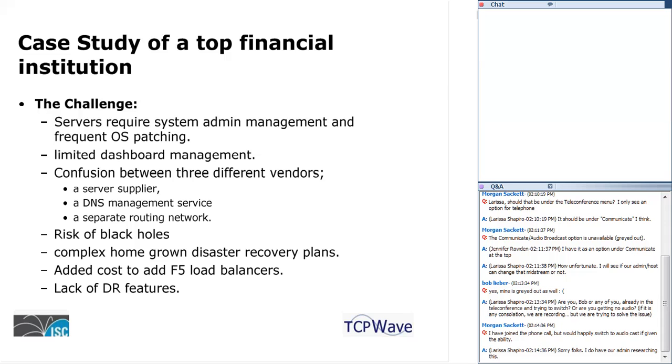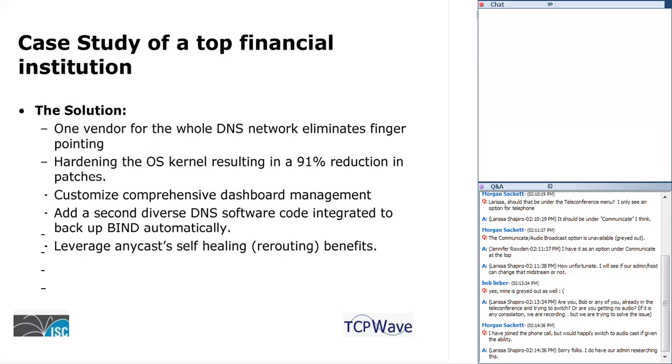The solution that we were able to put together was by having one vendor for the whole DNS network, which includes routing, the servers, and the appliances, and the DNS software, of course. They were able to reduce the costs and eliminate finger pointing. By hardening the operating systems, we were able to reduce the patches from 2 a month to 2 per year. That ended up being a huge reduction in patch management, both cost and time.